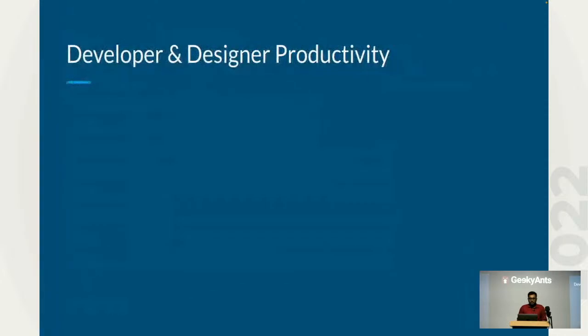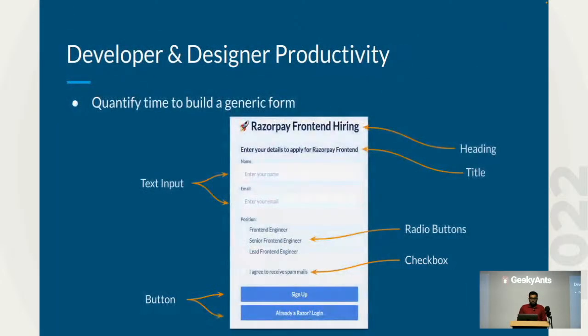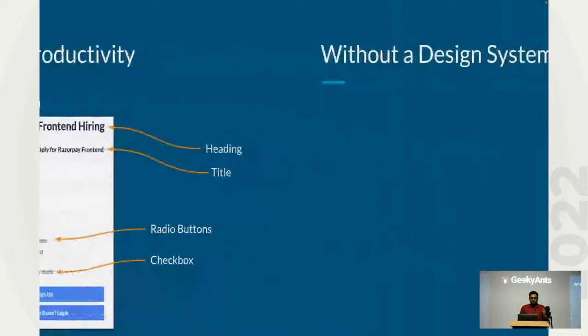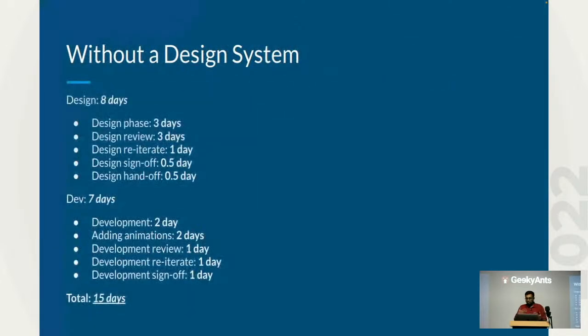Then we had to think about developer and designer productivity. So how do you quantify productivity? We started talking to our leadership in terms of building a generic form. We showed them this form. We told them that when you're building this form, you need all of these components. And to build these components without a design system and to build the entire form, it's going to take about 15 days. You go through a design phase, you go through a development phase, and after 15 days, you're shipping something to production.